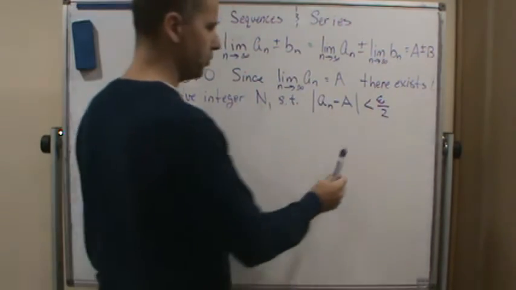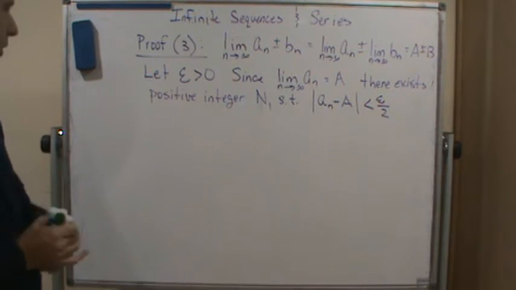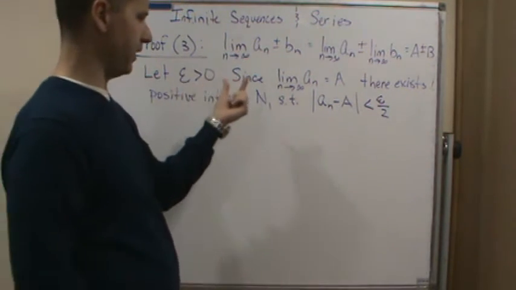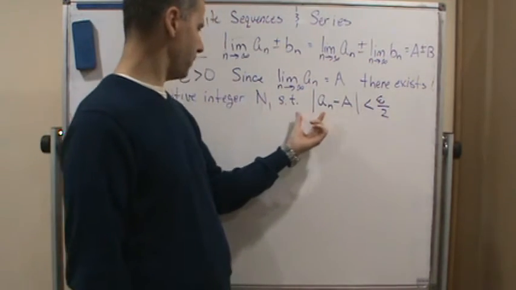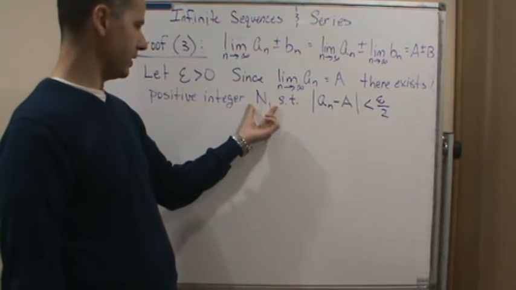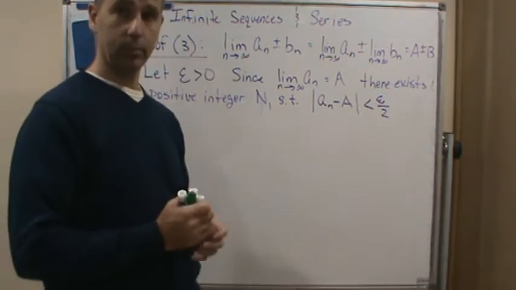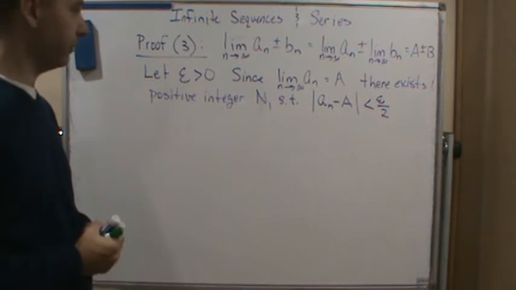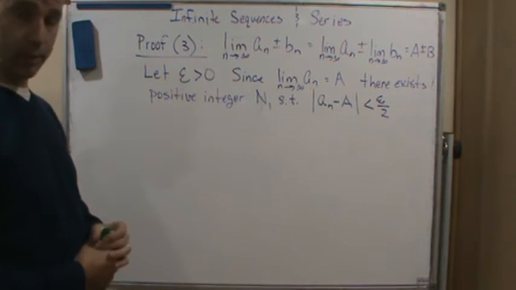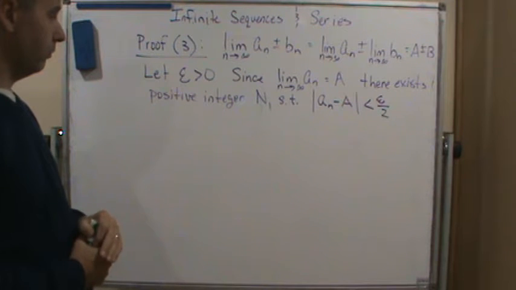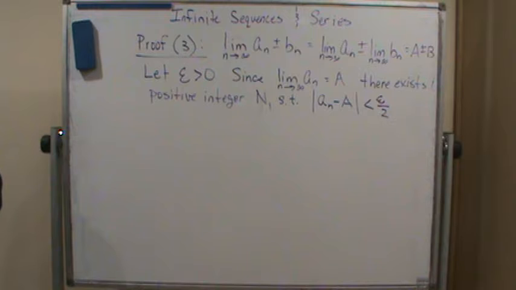Now, again, I'm just choosing my epsilon arbitrarily, so I'm just saying, hey, let's get a positive epsilon. And I know if the limit exists, then there should be a positive integer n1 such that this has to be true. That's from the definition of a limit existing, that epsilon definition.